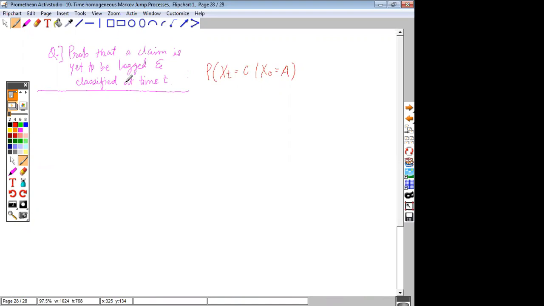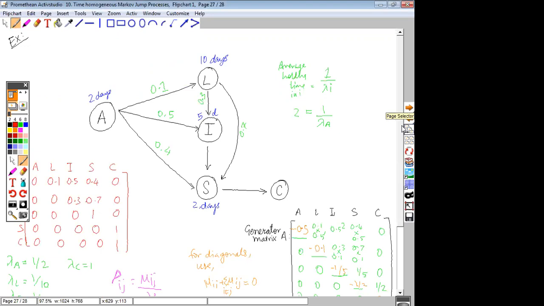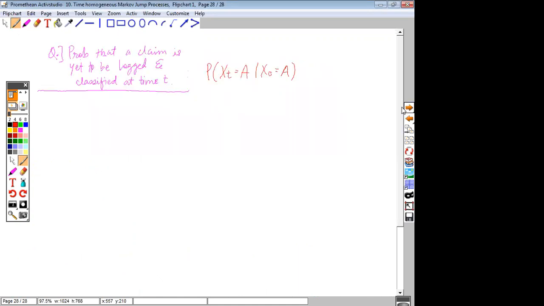Ma'am, will it be probability of xt is equal to a given that x naught is equal to a? Exactly right, because we haven't lodged the claim. What we are trying to say is that it has just arrived. We haven't lodged it yet formally. So there's no way it could get complete or be in S or I or L. Savri, do you understand this? Yes, ma'am.